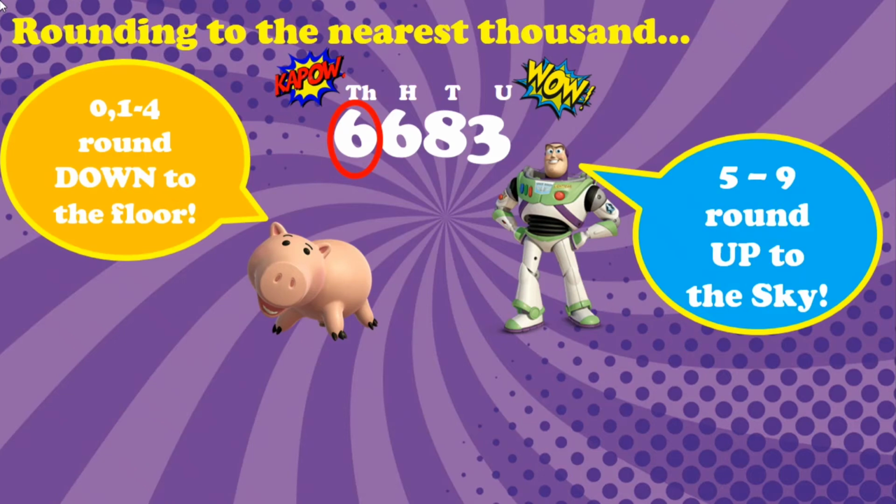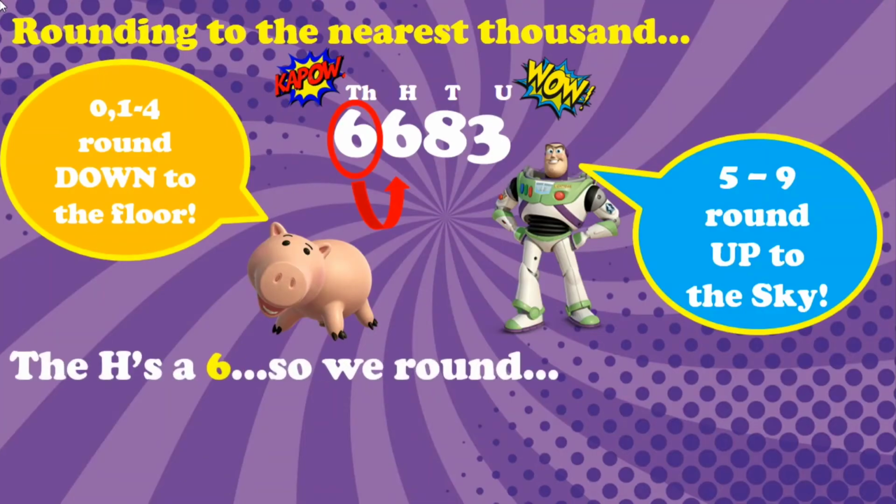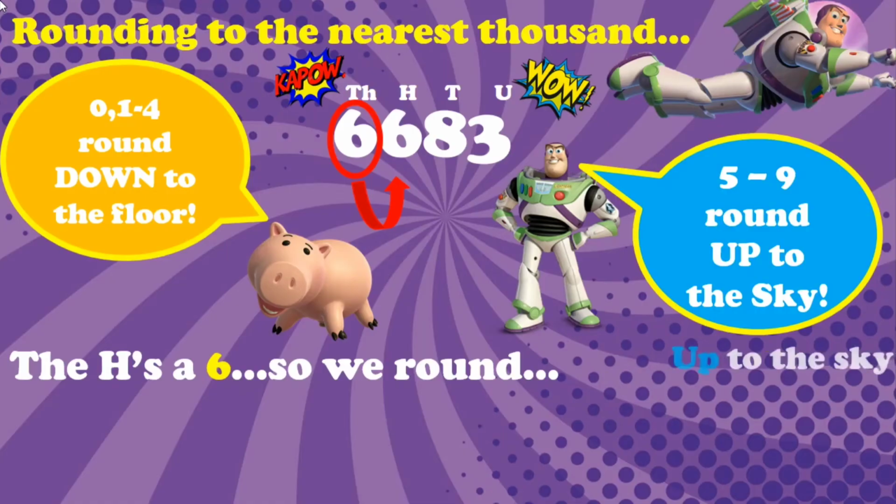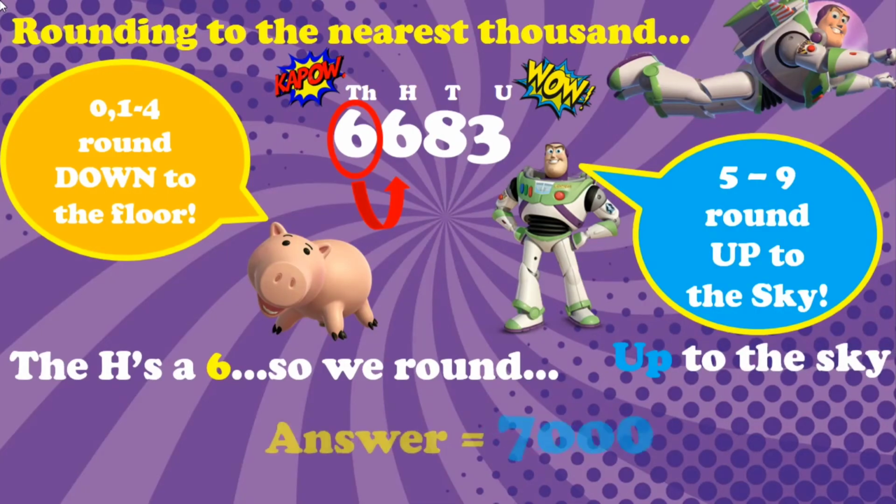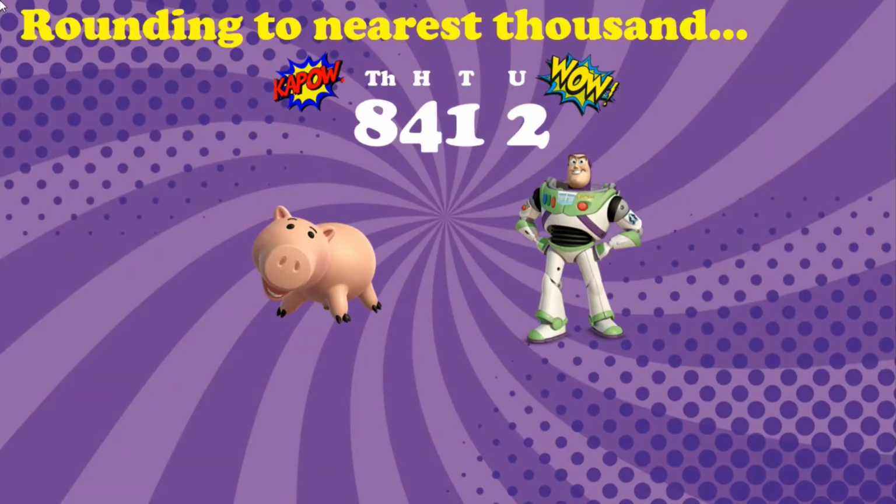Right, so the thousand is the 6, but we always look at the number before. So this time, the number in the hundreds is 6. So the hundreds is a 6. So what do we do? Round down to the floor or round up to the sky? We round up to the sky. So the answer is 7,000. Kapow! Here we go.